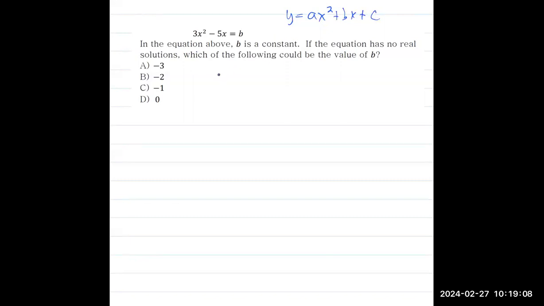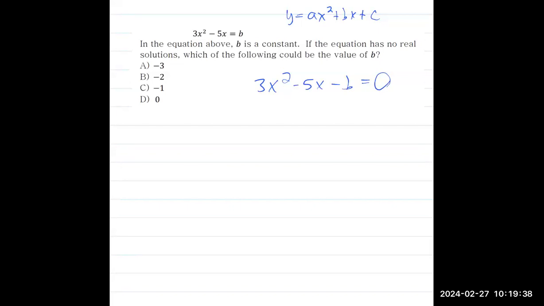And what you want to do when you say to yourself, okay, this situation is a quadratic, is you want to get it equal to 0 on one side, preferably with the x squared being positive. So we're going to take away b from both sides of this, and it'll give us 3x squared minus 5x minus b equals 0. So once again, when we say to ourselves, okay, this is a quadratic, we want to get it on one side equal to 0.